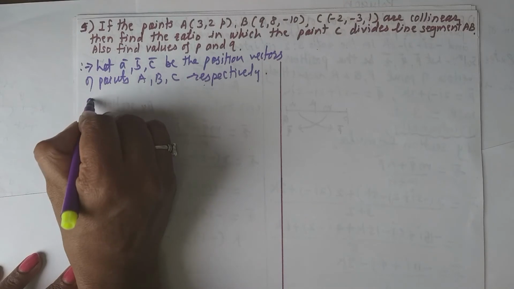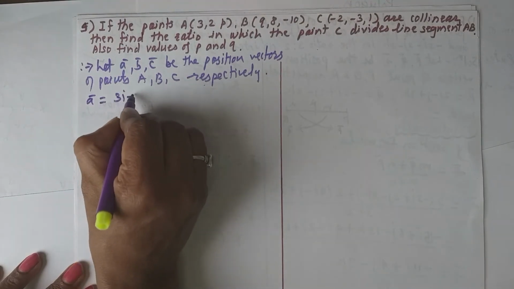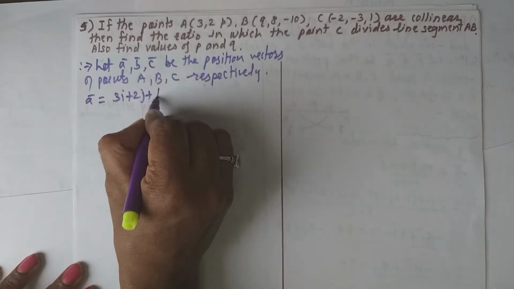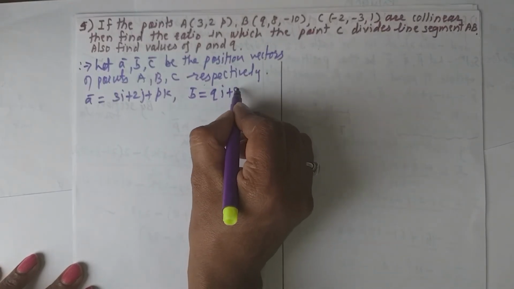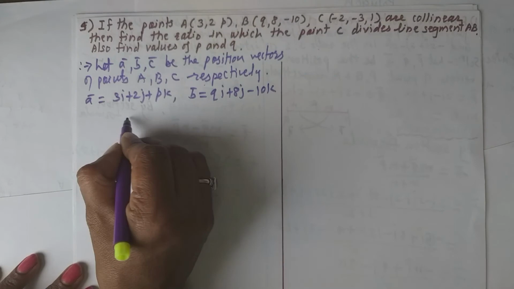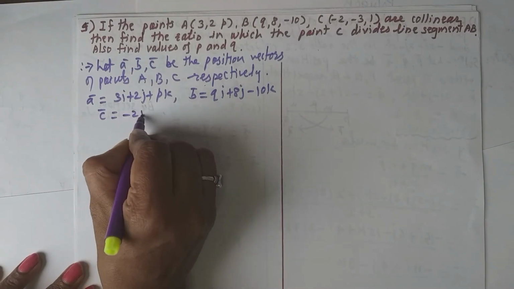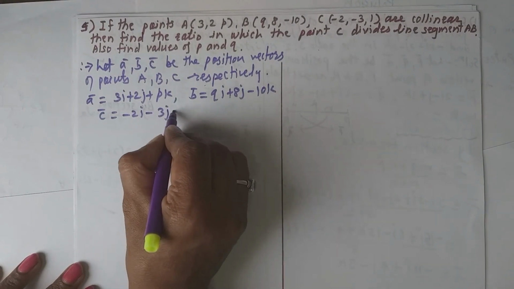Okay, then what will be A bar here? A bar will be 3i plus 2j plus pk. And what will be B bar? B bar will be qi plus 8j minus 10k. And C bar will be minus 2i minus 3j plus k.